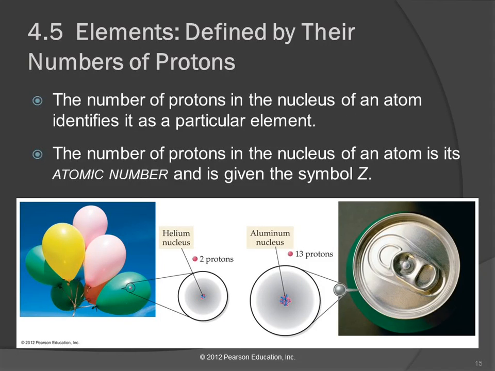Elements are defined by their numbers of protons. If we look at helium atoms, in the nucleus of every helium atom, there are 2 protons. If we look at aluminum, in the nucleus of every aluminum atom, there are 13 protons. The number of protons is what identifies that atom as belonging to a particular element.